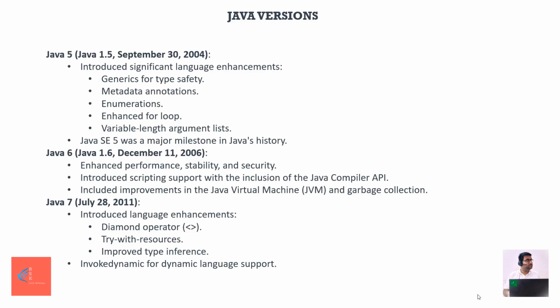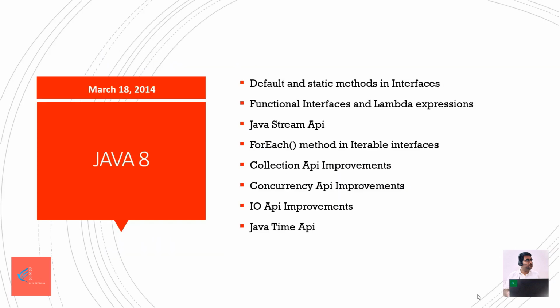After this, we come to our main topic, that is Java 8. Java 8 was introduced in 2015. It had default and static methods in interfaces, functional interfaces, and Lambda expressions, Java Stream API, forEach method in iterable interfaces, collection API improvement, concurrency API improvement, IO API improvement, and Java time API.